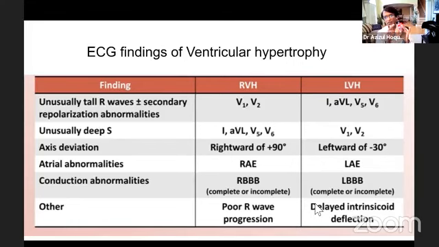As another example, if it's a PDA or VSD, you think about, okay, this volume overload is going to be on the right side first, not on the left side, right side first. Then the initial enlargement you're going to see is on the right side, right ventricle and right atrial enlargement, and subsequently, in the later stage, you might see it coming on the left side. That will be the late stage of the situation.